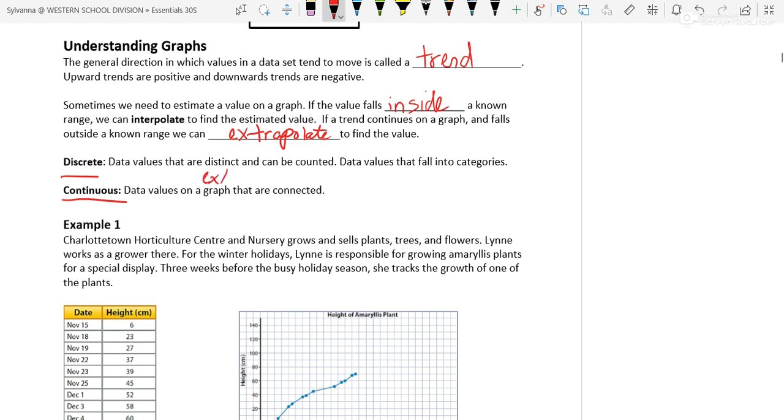You could also say the number of donuts in a dozen. That is discrete data. We can count how many donuts there are in a dozen. They're generally whole numbers. So that's discrete. Versus continuous, on our graph, there are data values that are connected.